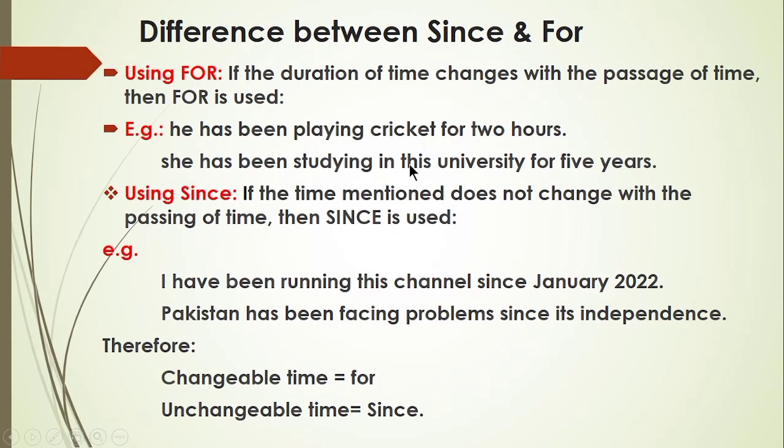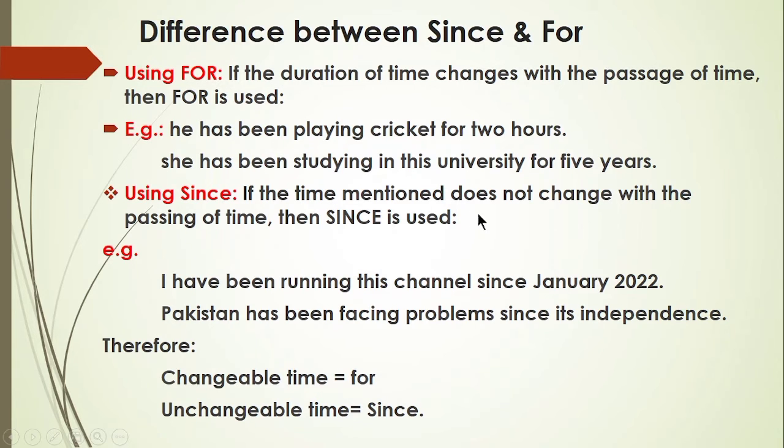She has been studying in this university for 5 years. Again, 5 years is changeable. So if another year passes, we would say 6 years. If another year passes, we would say 7 years. So that is why this duration is changing with the passage of time, and therefore we have to use for.